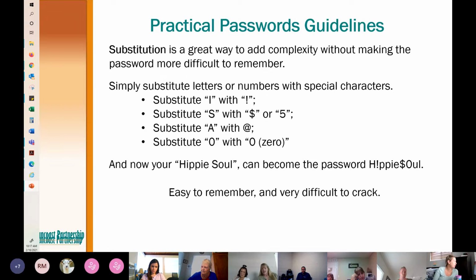These are just practical password guidelines. Substitution is a great way to add complexity. I use this. You can substitute an I with the exclamation point, an S with the money sign or a 5, the A with the @ sign, an O with a 0. Now your hippie soul can become the password H!PPIE$0UL. Easy to remember, difficult to crack.